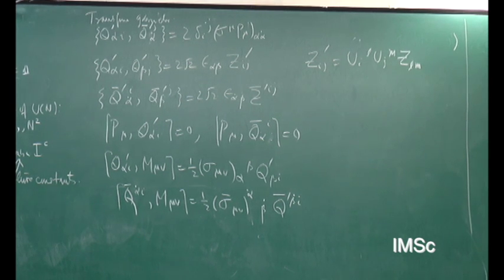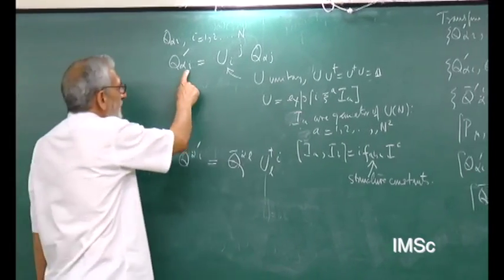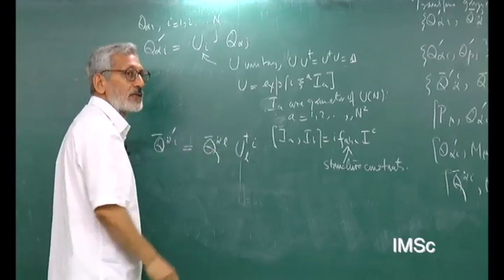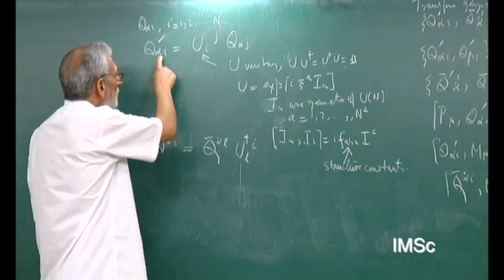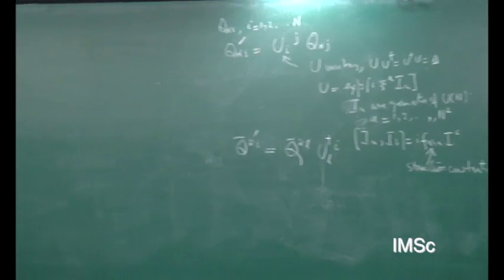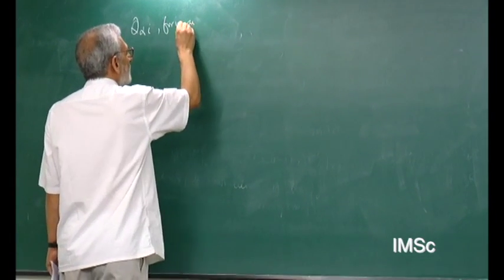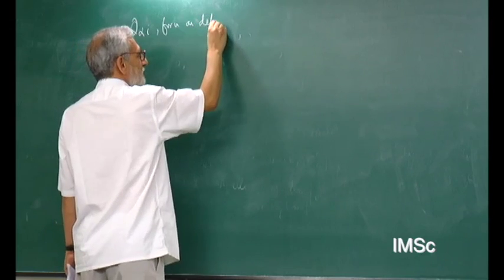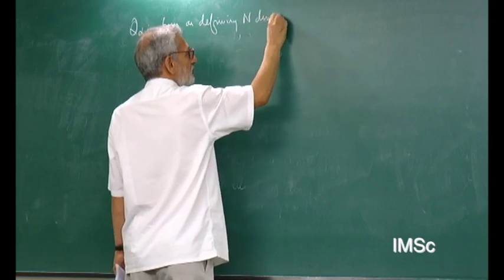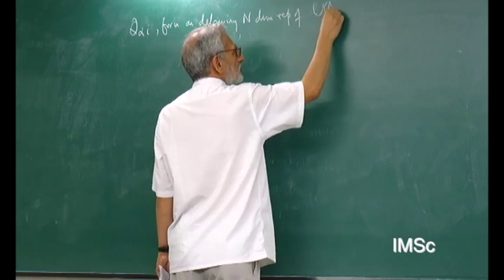What does this transformation rule tell us? Q alpha I prime is U_ij, an n cross n matrix. It tells us that the Q alphas form a defining n-dimensional representation of the group Un.